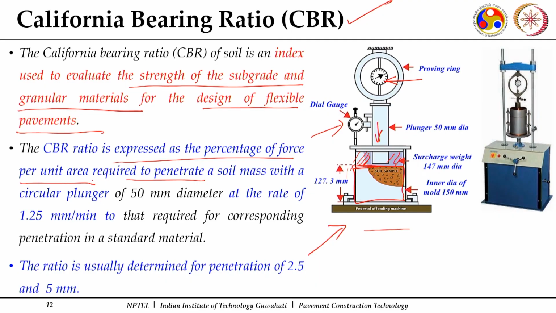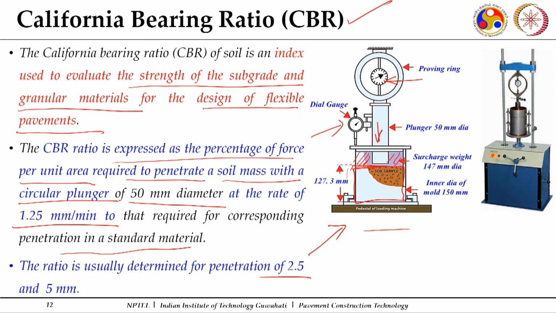So, it is the force per unit area required to penetrate a soil mass with a circular plunger of 50 mm diameter, and this rate of penetration is also fixed. It says a 1.25 mm per minute rate of penetration should be applied to the soil sample. And then what do we need to work out? We need to work out the pressure corresponding to penetration levels of 2.5 and 5 mm. We will go for penetration up to 12.5 mm and more, but what we require for working out the CBR are the penetration levels of 2.5 and 5 mm.